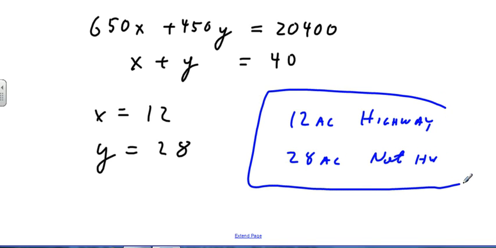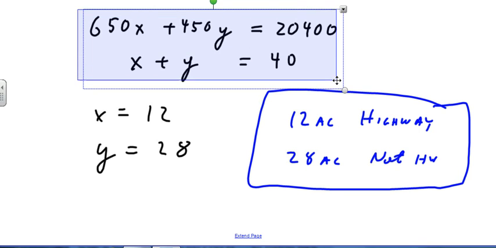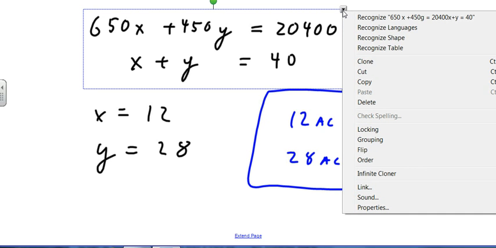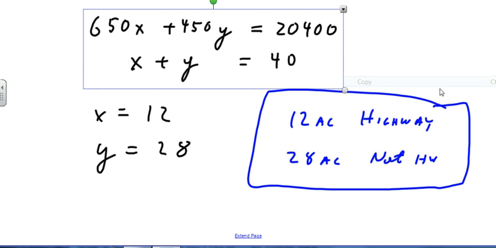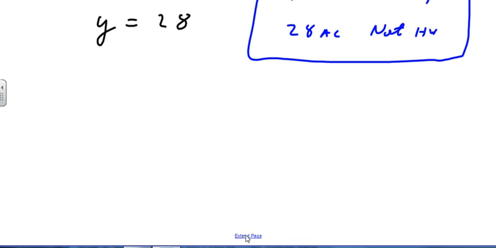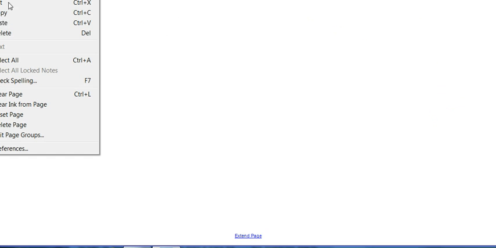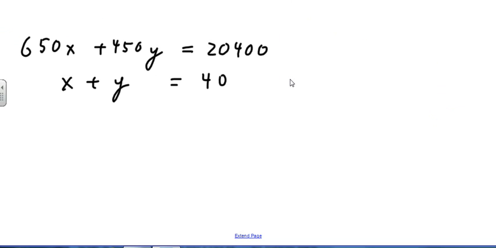Now I could have done that differently, right? Want me to do it differently for you? All right, we'll do it differently. So I'm not going to use my calculator. I'm going to use some other method. Okay, I'm going to use Cramer's rule.